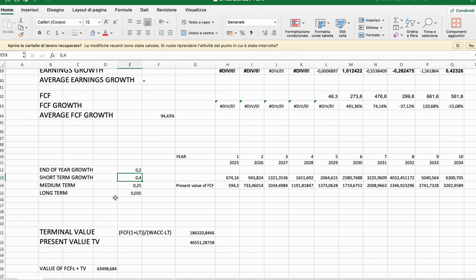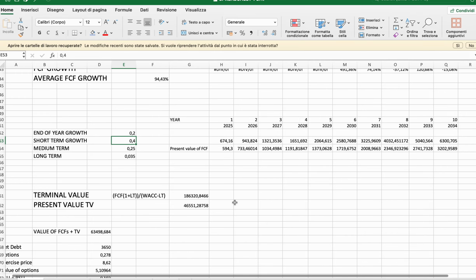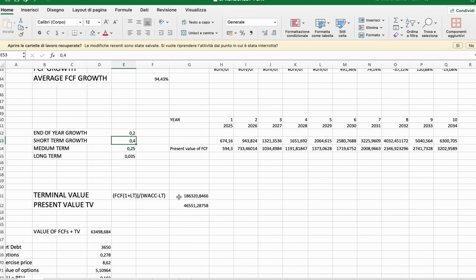It has strength, therefore it can leverage its strength to have better margins, make customers pay more, and so on. So these are why I've picked these numbers for the assumptions that I've made. Here we see the calculation for the terminal value. You can use it.